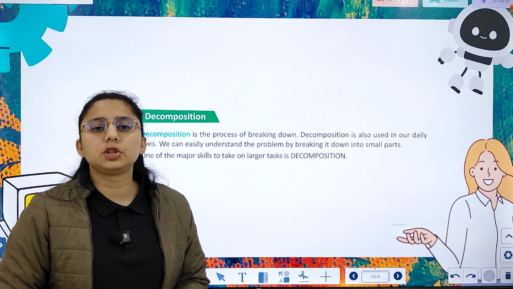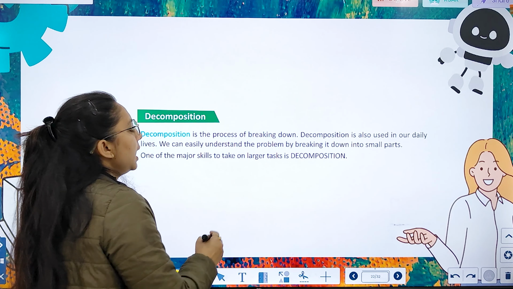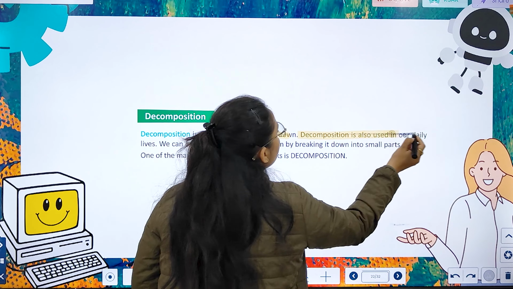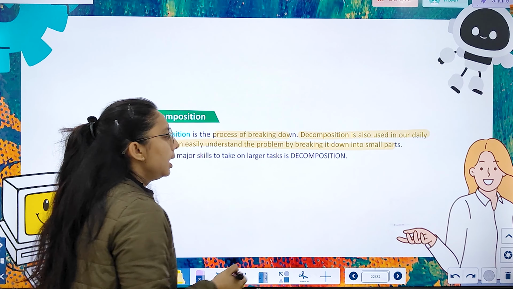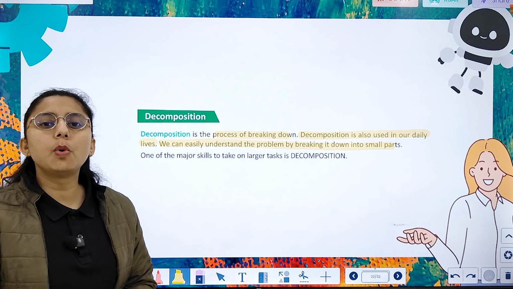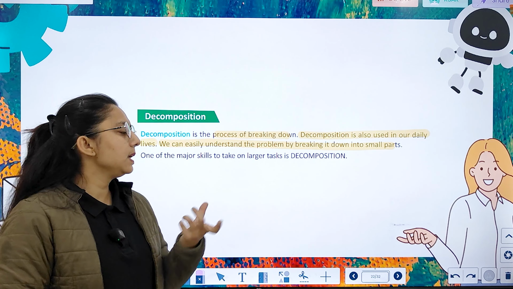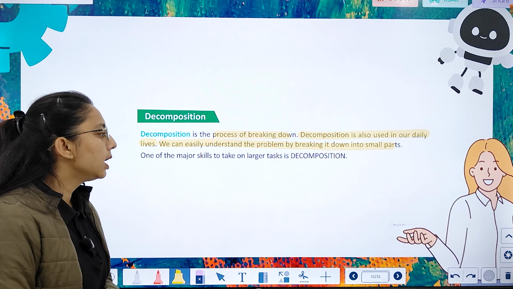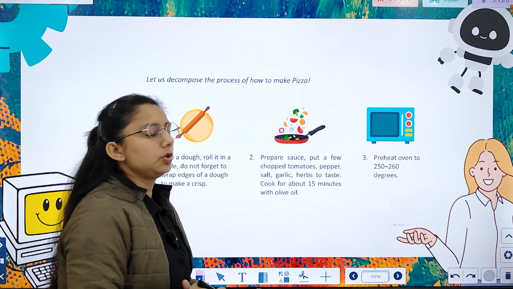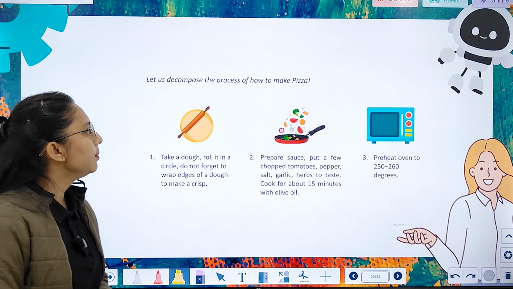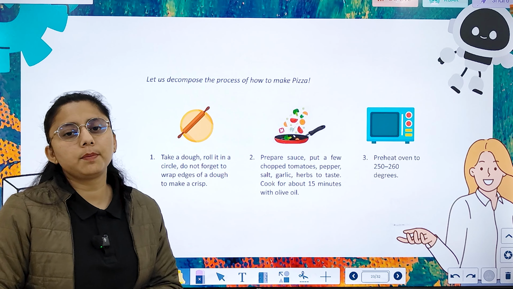Next is decomposition. What is decomposition? It is the process of breaking down. It is also used in our daily life. We can easily understand a problem by breaking it down into small parts. So, one of the major skills for a longer task is decomposition. What do we call that? Decomposition. So, let us decompose the process of how to make a pizza.